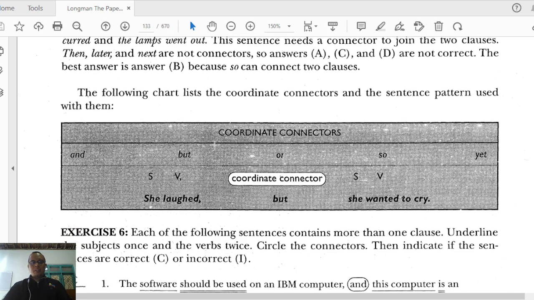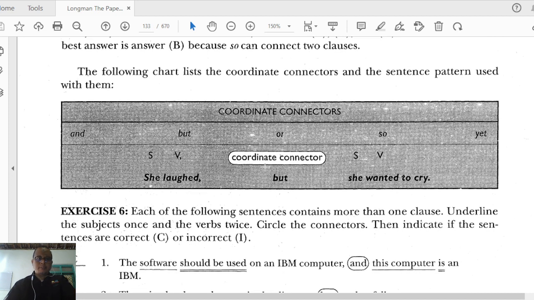Okay, the following chart lists the coordinate connectors and the sentence pattern used with them. So we have coordinate connectors, yeah, and, but, or, so, yet. Ada fanboys, fanboys. Tapi ini yang paling umum adalah and, but, or, so, and yet, ya. This is called coordinate connector.